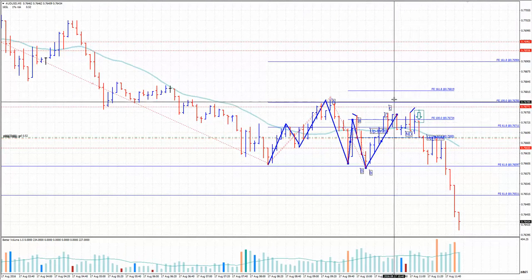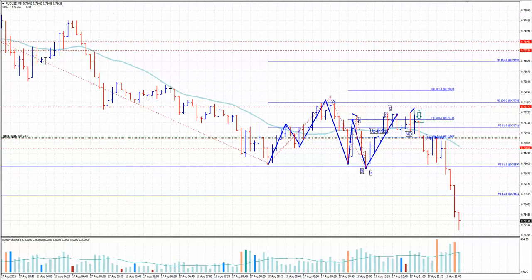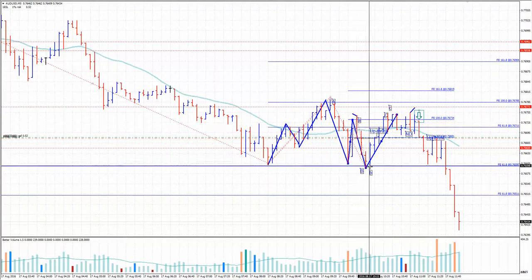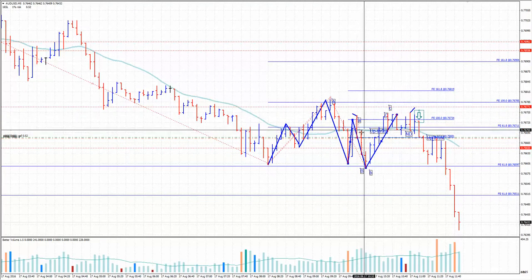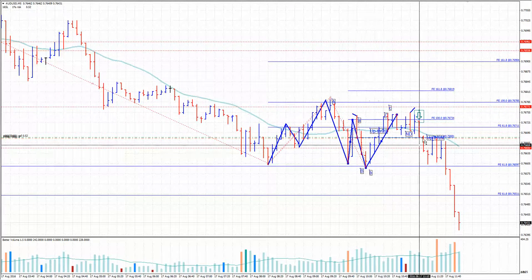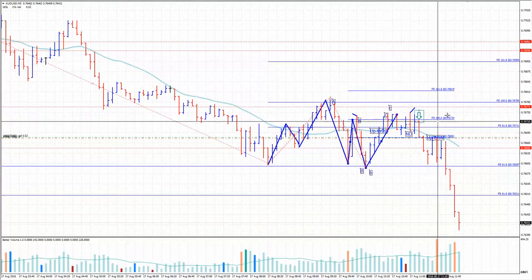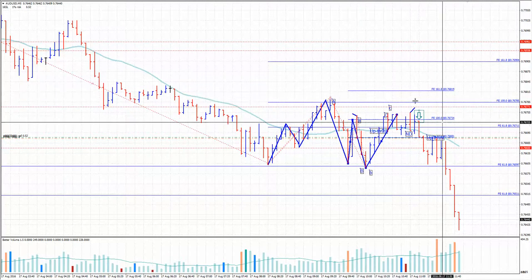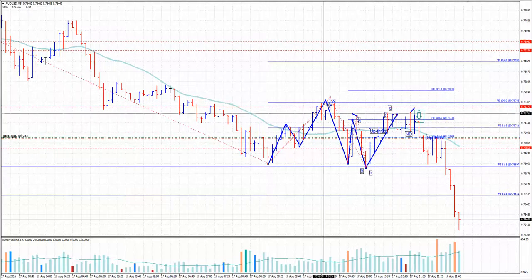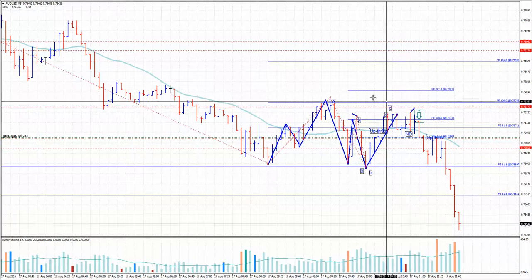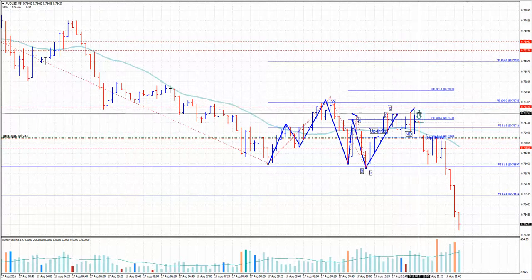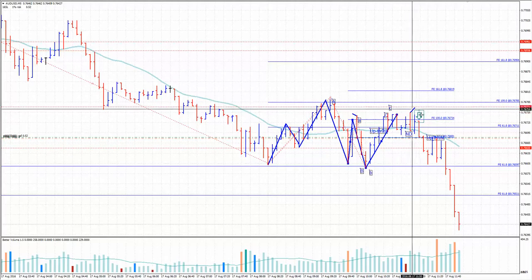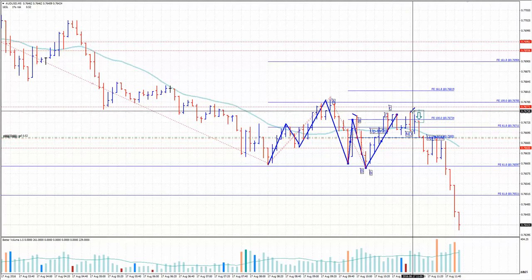Now if you notice, you can see another small ABC corrective phase where we got this A, this B, and this C. So we got ABC in this area here, and this was very good, because this was another irregular formation, a smaller one. This was the major irregular formation, this is the smaller one. So we got a lot of cluster expansions there, and the price action confirmed.